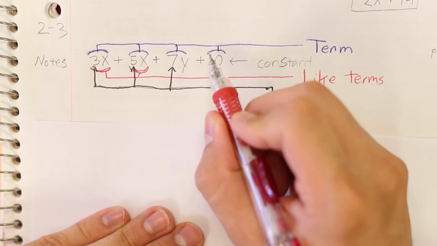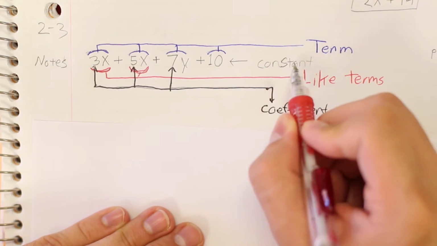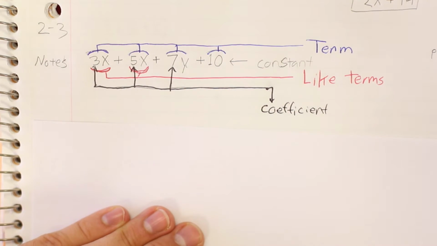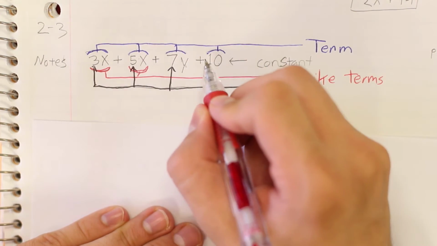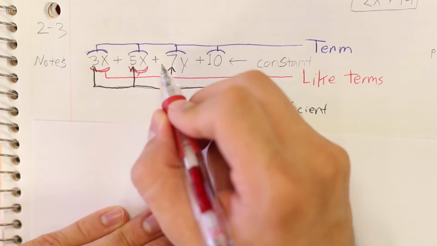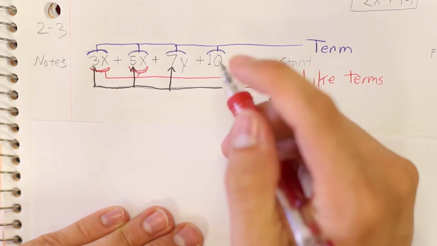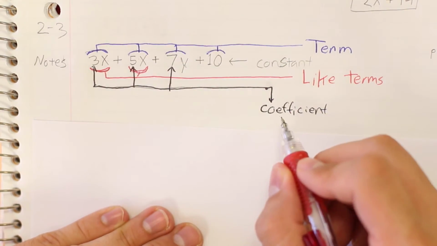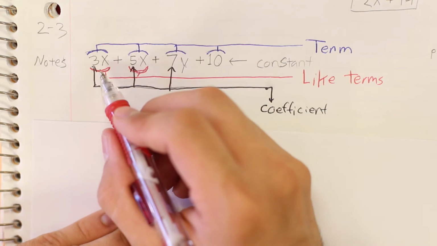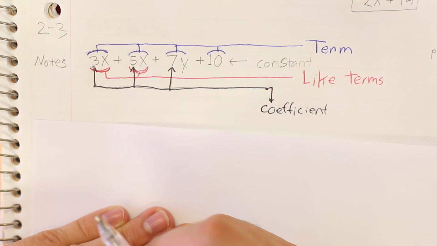The 10 right here is known as a constant. It's a constant because it doesn't change. It stays a 10 because there's no variable by it. You see these? They all have variables by it. These are not constants. Constant, no letter by it. The numbers in front of a variable are known as coefficients. So 3, 5, and 7 are coefficients, okay?